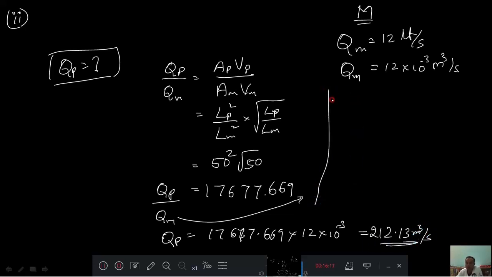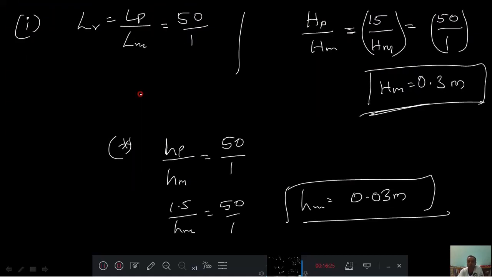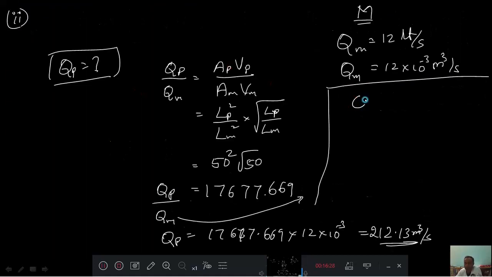Right? But what they want, you need to look at the problem once again. They want discharge only, that is the flow. They want discharge only, but per meter length they want. Therefore, what I have to do here, that is your Qp divided by Lp. This I have to work out.